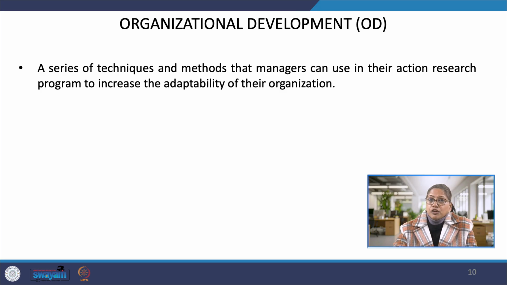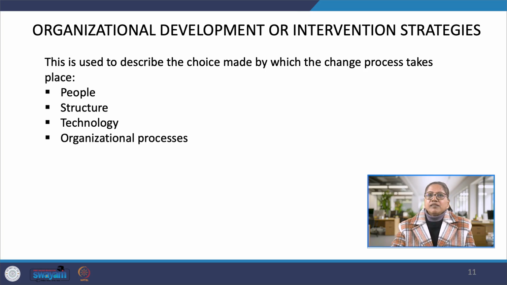So, there has to be an initiative by the organization, or a series of techniques and methods which managers can use to help people adapt to the new norms or new standards or new status quo. That is called organizational development. Organizational development measures are interventions or strategies to improve the capability of the employees, to develop the structure which was once not compatible with the desired status quo, and to update the technology so that the organization becomes more effective and efficient.